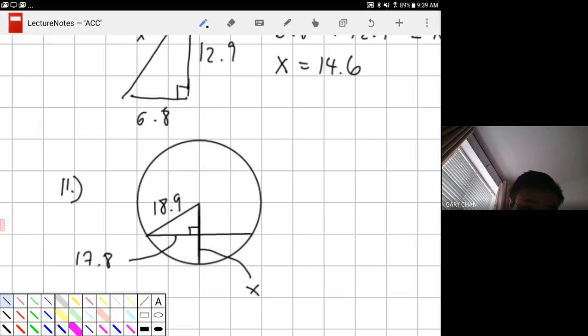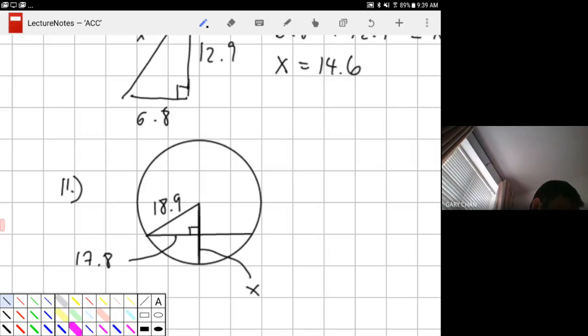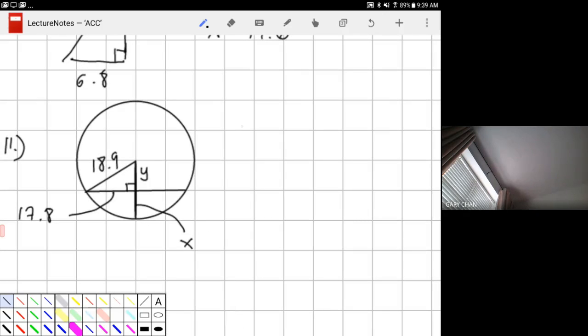Okay. So in other words, we need to find the length of the leg of that right triangle, and then we could subtract that from the radius. That's right. So let's call this side here y. If I have that, it's going to be 17.8 squared plus y squared is equal to 18.9 squared.